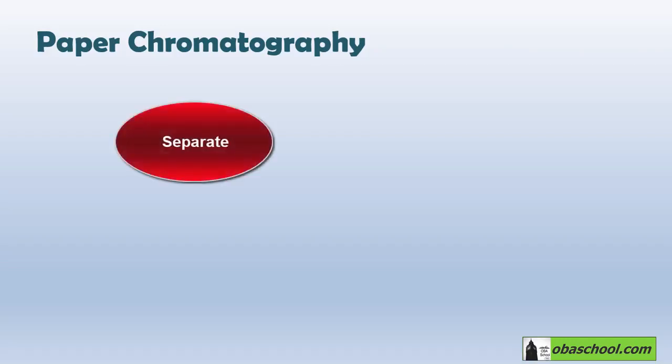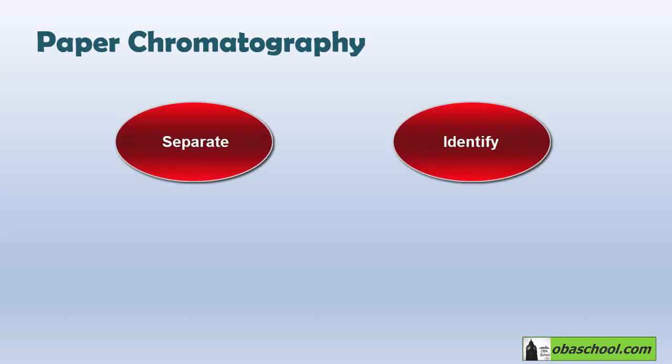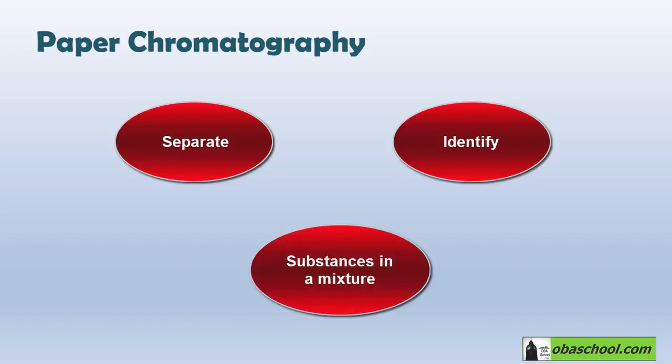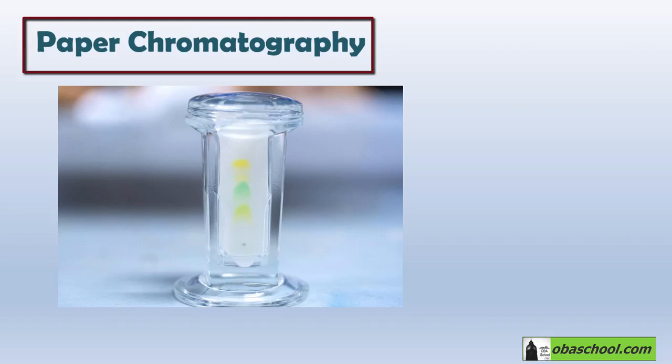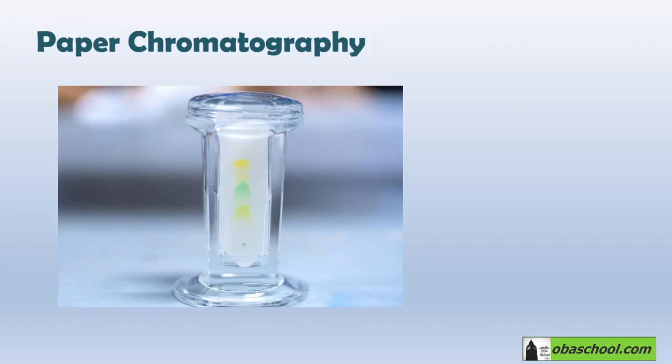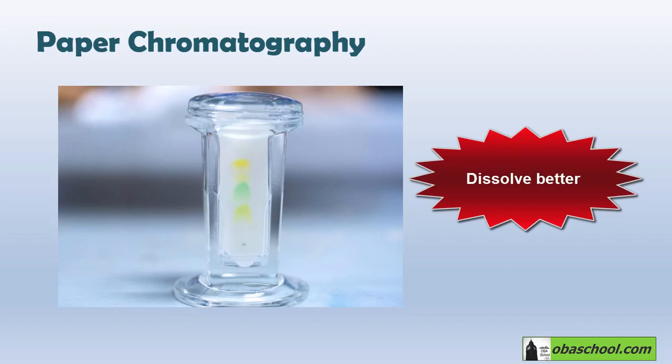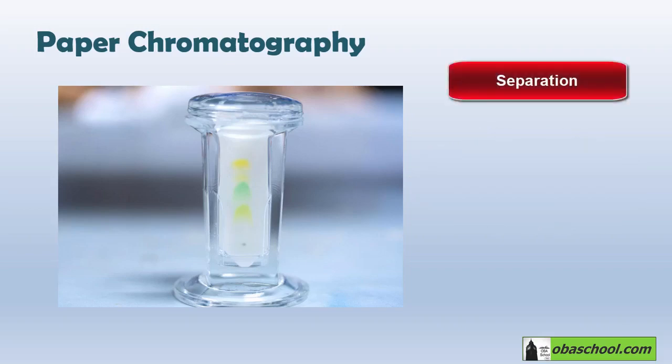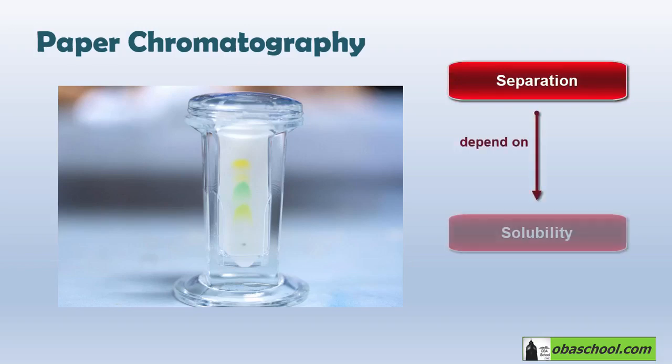Now we will look at a technique that is used to separate and sometimes to identify substances from mixtures in solutions, which is paper chromatography. The principle of this technique is that some compounds in a mixture will dissolve better than other compounds in the solvent chosen, which means that separation of compounds will depend on their solubility in a given solvent. Let's take a look now at the details of paper chromatography.